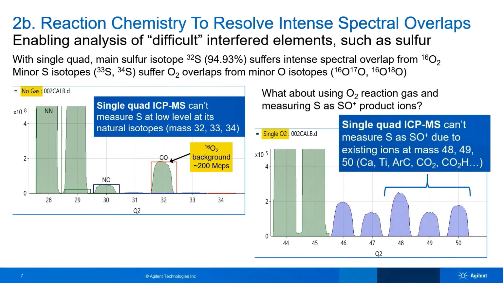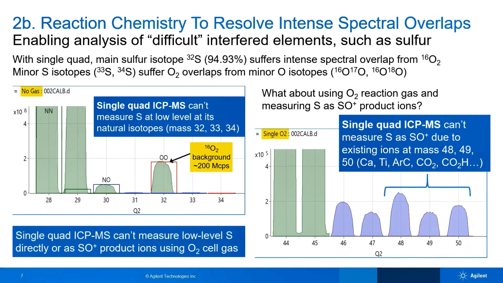But if we use this method on single quadrupole, we can move the sulfur successfully to its SO product ion. Sulfur 32 plus oxygen 16 gives us a product ion at mass 48, but on single quad that is also overlapped by other elements. So for example, calcium 48, titanium 48, argon, carbon, and so on. So either direct analysis at mass 32 or use of the sulfur oxide product ion at mass 48, neither of those gives us accurate trace analysis of sulfur using single quadrupole ICP-MS.